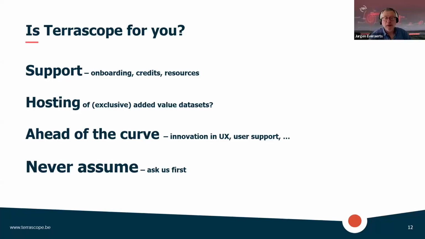So we are thinking about rebranding and reorganizing our viewer and our website so that we keep on using the best available technology. And very important, there is a certain data offering, there are certain resources that are available for you. If you have any questions about whether or not you can use Terrascope for your project, never assume it isn't possible. Always make sure that you ask us first before thinking that Terrascope is not your platform to use.